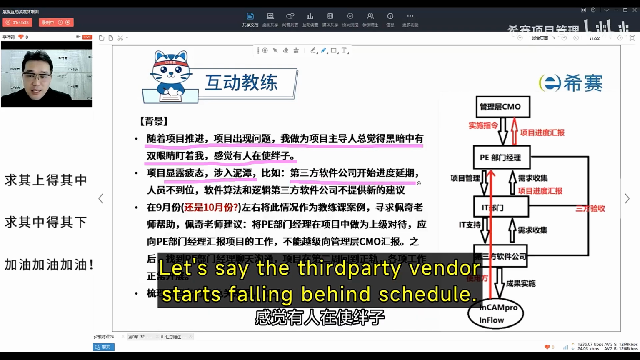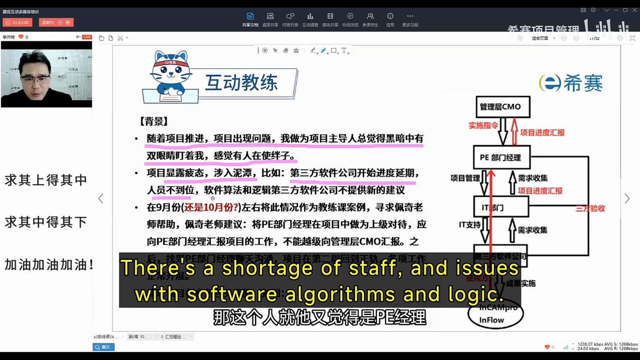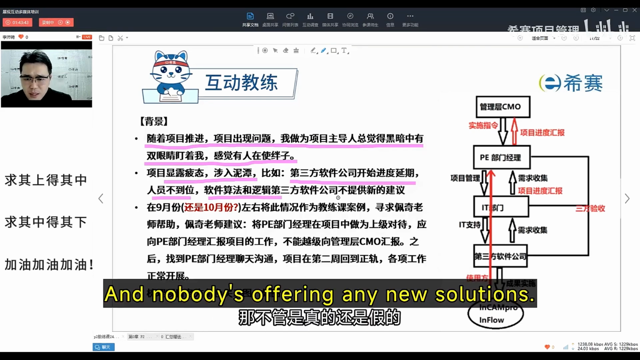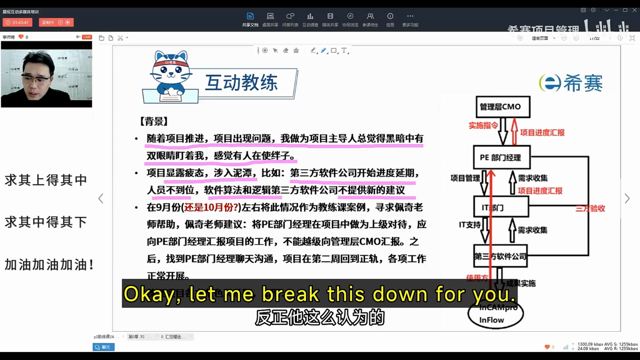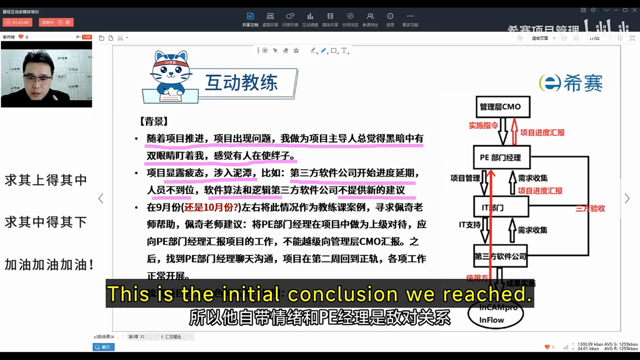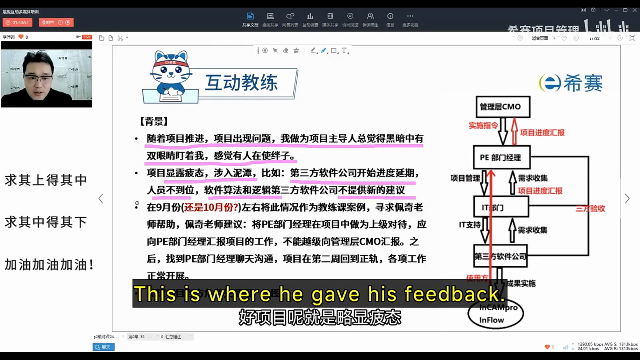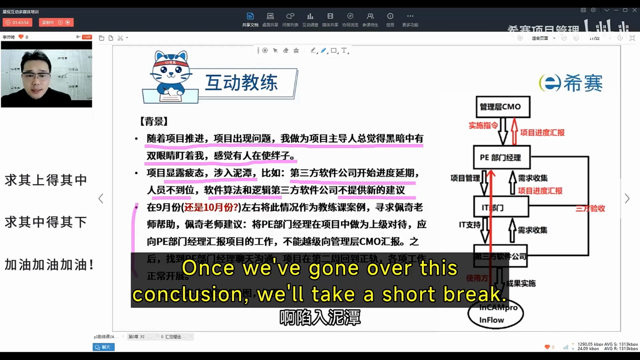Let's say the third-party vendor starts falling behind schedule. There's a shortage of staff and issues with software algorithms and logic. And nobody's offering any new solutions. Okay, let me break this down for you. This is the initial conclusion we reached. This is where he gave his feedback. Once we've gone over this conclusion, we'll take a short break.